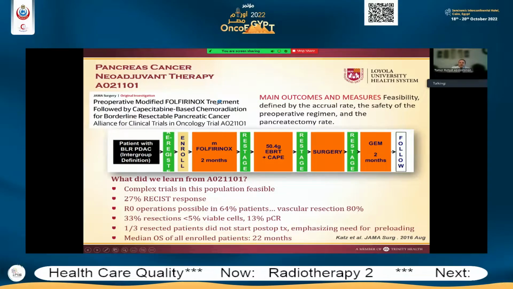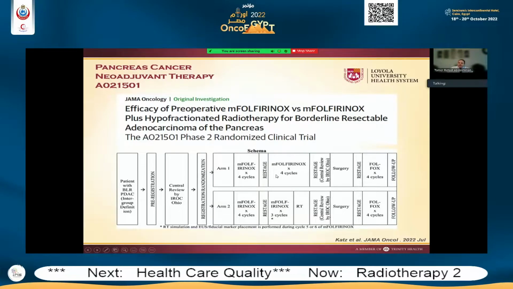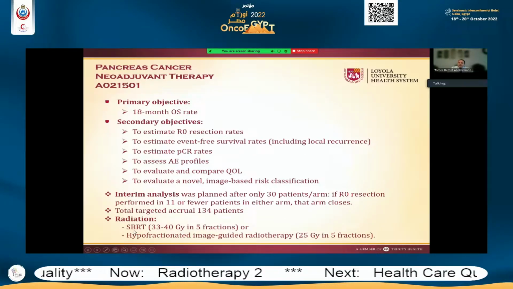Now, this was a feasibility study by Alliance A021101 aiming to see if they are able to accrue patients for this complex study. And they were able to do that, which led to A021501, which is a simple study testing preoperative 8 cycles of FOLFIRINOX with reassessment in the middle to make sure the patient is not metastatic, or 7 cycles of FOLFIRINOX followed by hyperfractionated radiation therapy. They used the radiation of either SBRT 33 to 40 gray in 5 fractions or hyperfractionated image-guided therapy 25 gray in 5 fractions.